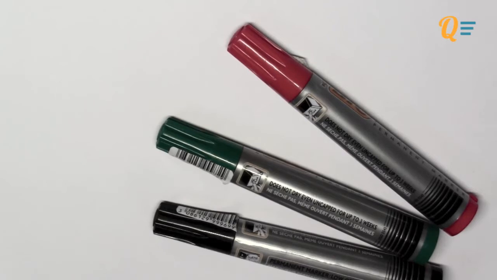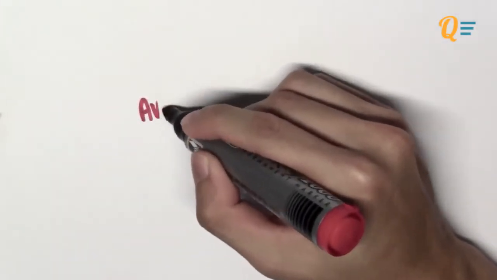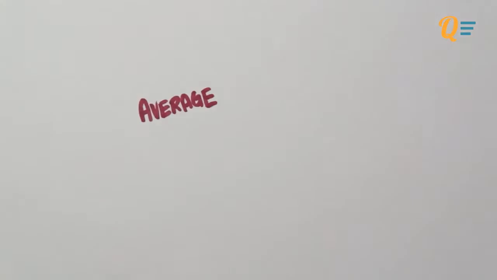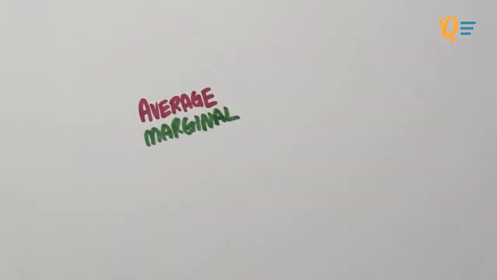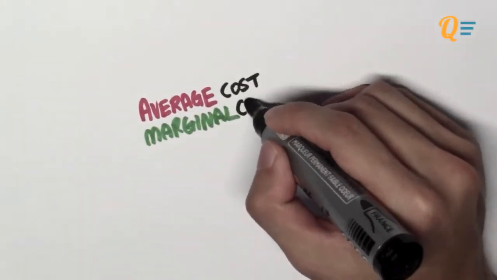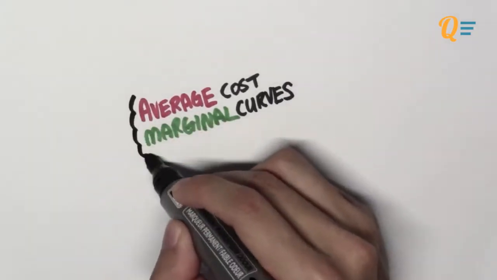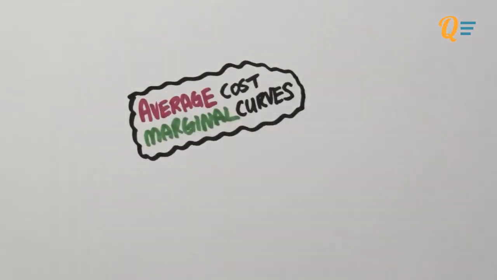This video picks up from where we left off in the video for the long run as well as the short run total cost curves. So today we're going to talk about the average cost as well as the marginal cost curves. Now this video is extremely important because it's going to determine how well you do for chapter 4, which is the chapter on market structures.